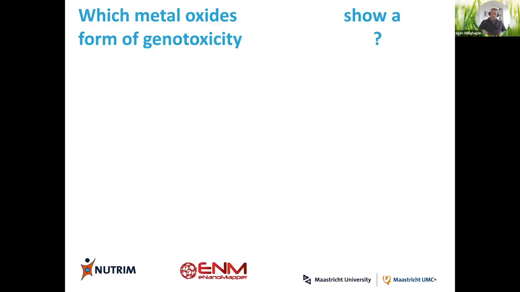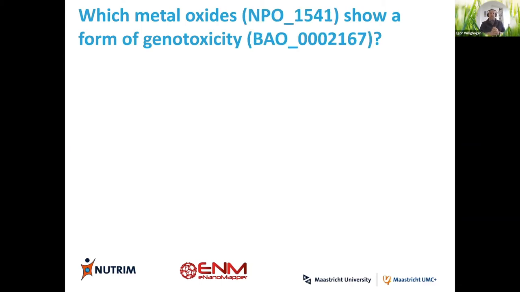So, as an example of how we're using these linked data approaches, I have this question from the nanosafety field, and it originates from the eNanoMapper project. This is a very relevant question, one that still comes up every day: which metal oxides show some form of genotoxicity? The redundant white space here is deliberate because we can start filling it in.